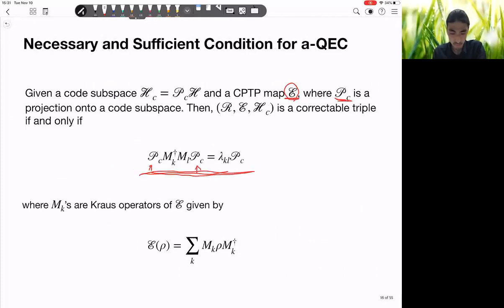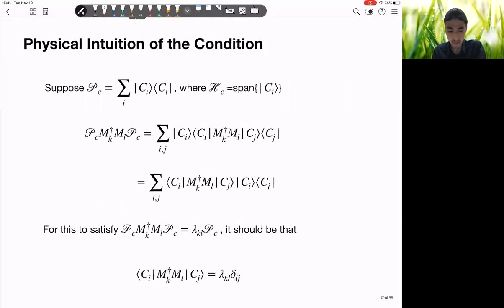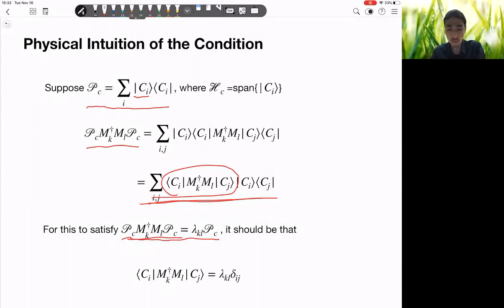I'm not going to prove this, but I would like to discuss the physical meaning of this condition. Suppose we can write down the projection PC this way, where this vector CI is a state in the cold subspace. Then you can rewrite the left-hand side of this condition into this form. In order for this form to satisfy the condition for correctability, this first term here should be lambda KL times delta IJ.